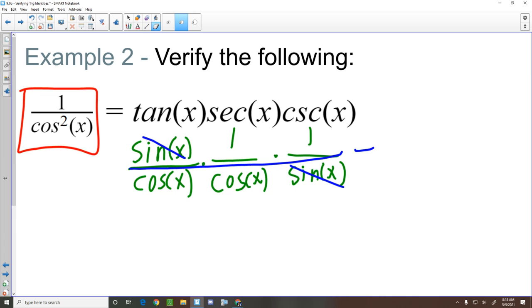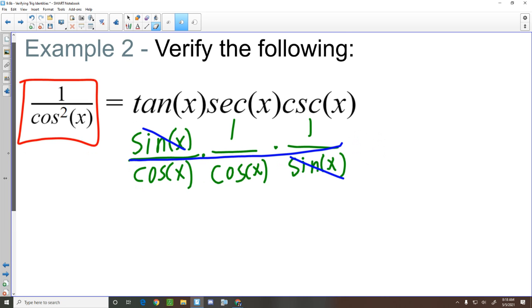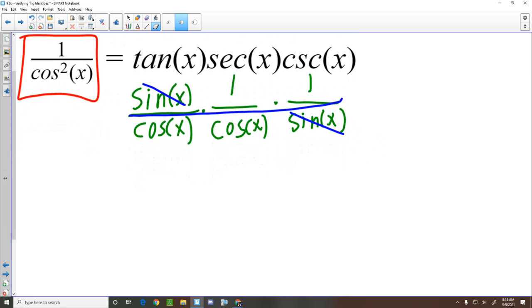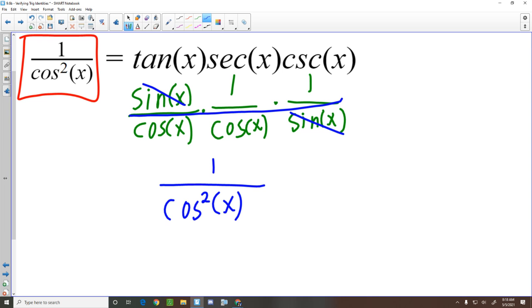So what I would do, let me write this below, is say, okay, in the numerator, I have a 1 because it's just 1 times 1. In the denominator, I have a cosine times another cosine. So we'd write that as cosine squared. And guess what? What was our goal? What was our target? 1 over cosine squared. What did we get? 1 over cosine squared. Are we done?